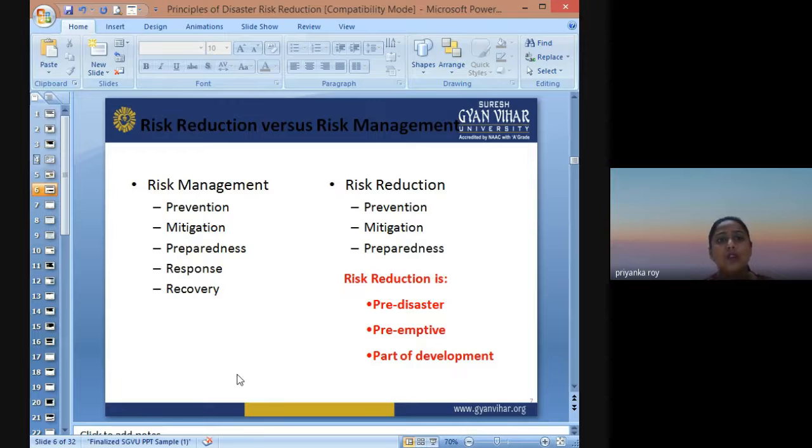Okay, so risk reduction versus risk management. Let's talk about risk reduction versus risk management. Risk management is prevention, mitigation, preparedness, response, and recovery, whereas risk management is once the thing has happened. Risk reduction will implement prevention, mitigation, and preparedness, but reduction will also include the pre-disaster and preemptive part of the developments, right?